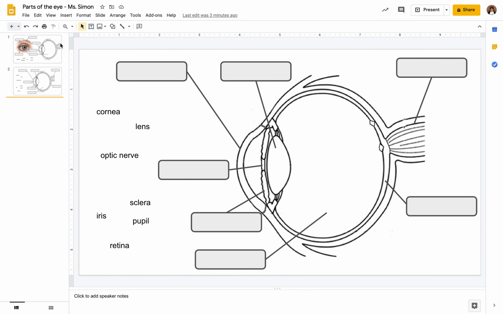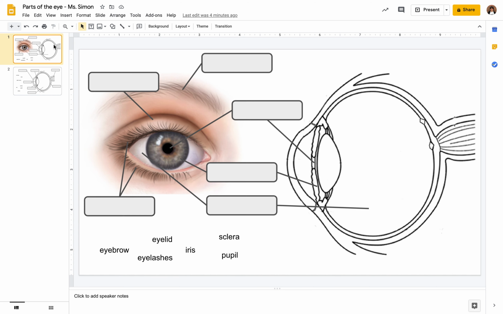All right, so let's take what we learned and what we already know, and we're going to label this diagram and picture of the eye. So you're going to see you have a picture of what the front of the eye looks like when you're looking at somebody's face, as well as a diagram of the inside of the eye. And I have boxes and lines already set up for you, and you're just going to have to drag your terms to the right spot.